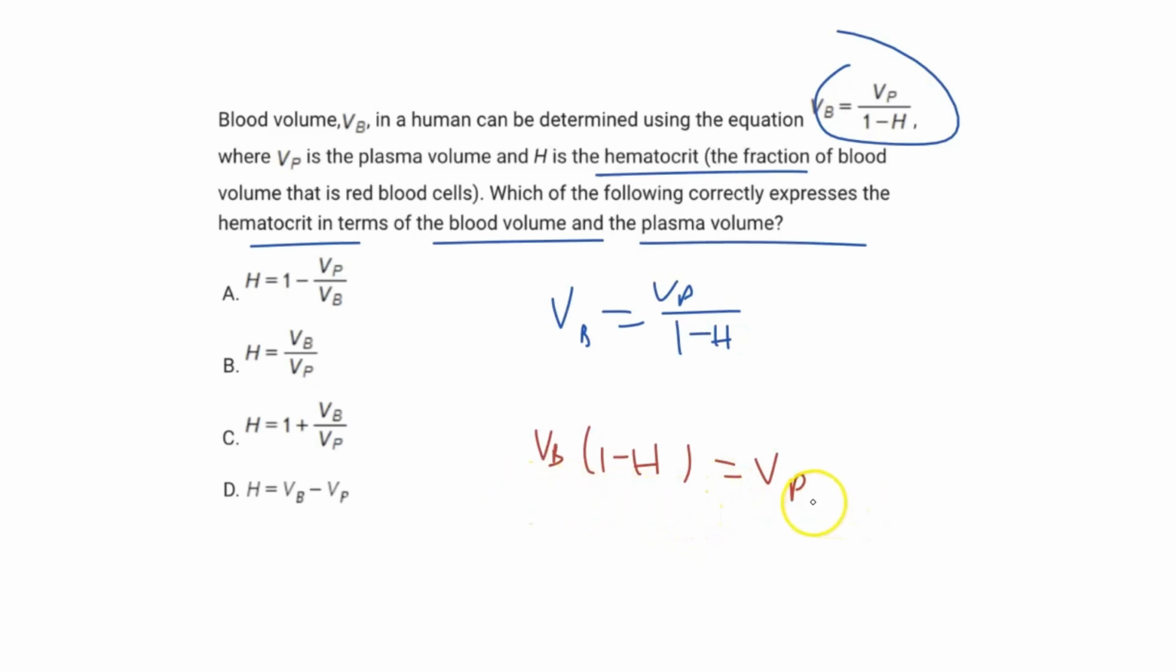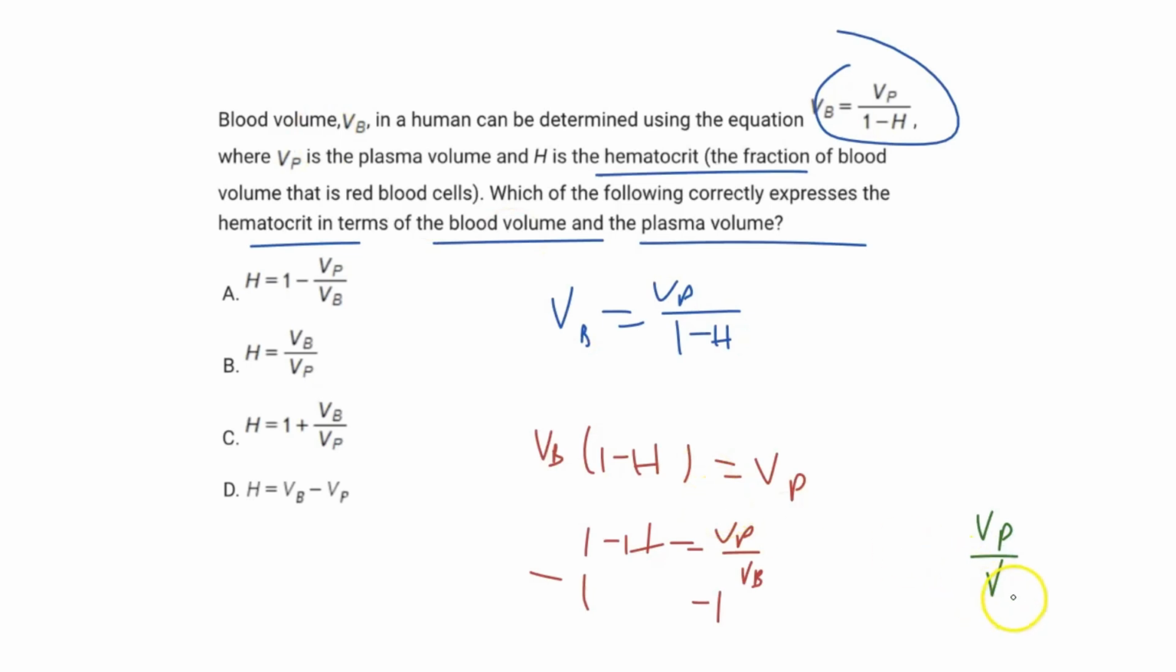So now we can just divide both sides by VB. So you get 1 minus H equals VP over VB. And so now what we can do is isolate for H. So we just subtract 1 on both sides. I'm going to switch colors here so we don't get confused. So now we have VP over VB.